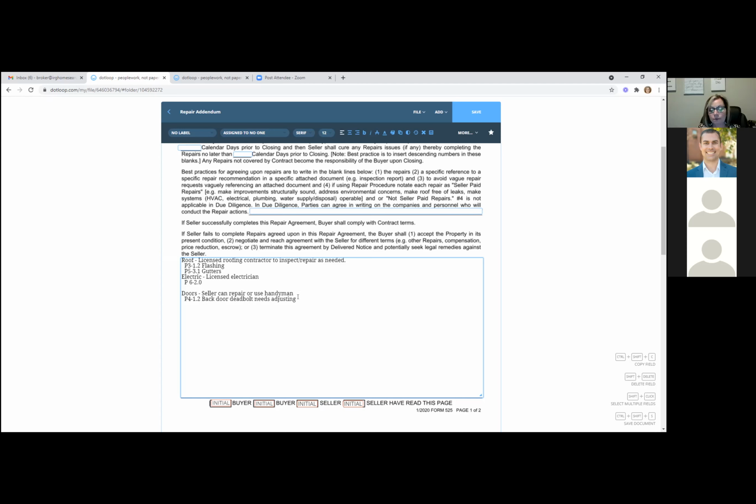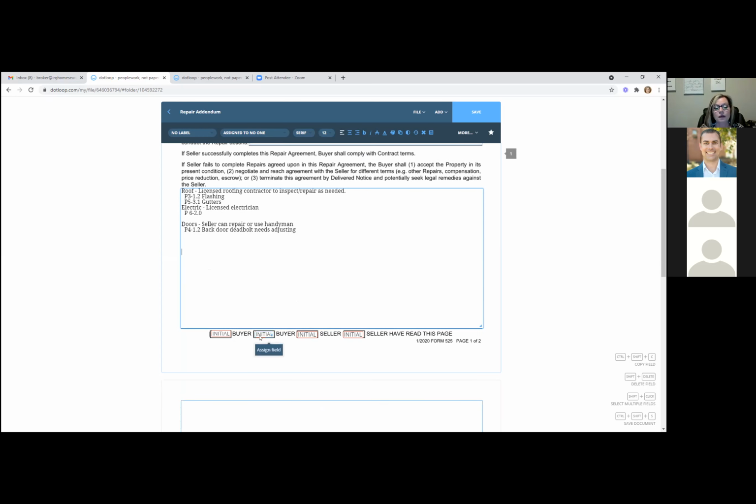I would encourage the buyer not to ask for that, but if it's a single lady and she doesn't know how to do anything, and they really want them to fix that, I would say the seller can repair or use a handyman. You don't need a licensed contractor for that. And you would just go on through this, and that's how you would do your repair addendum.